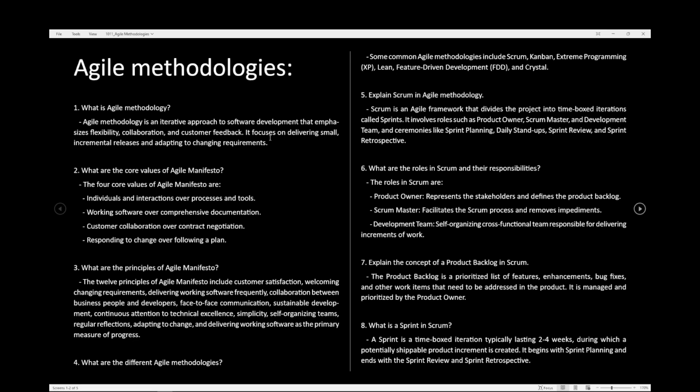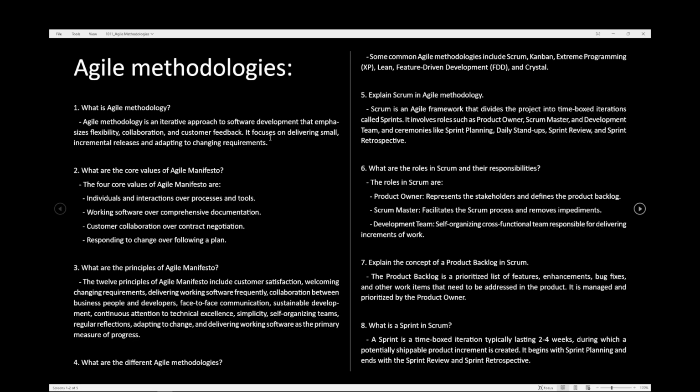Explain Scrum in Agile methodology. Scrum is an agile framework that divides the project into time-boxed iterations called sprints. It involves roles such as product owner, Scrum master, and development team, and ceremonies like sprint planning, daily stand-ups, sprint review, and sprint retrospective.